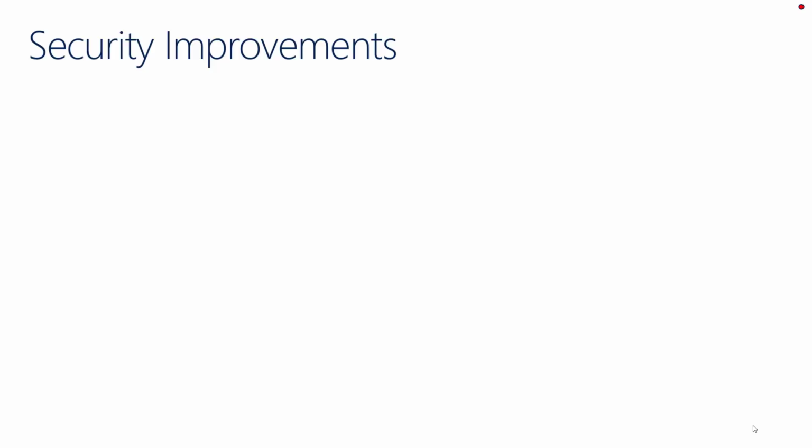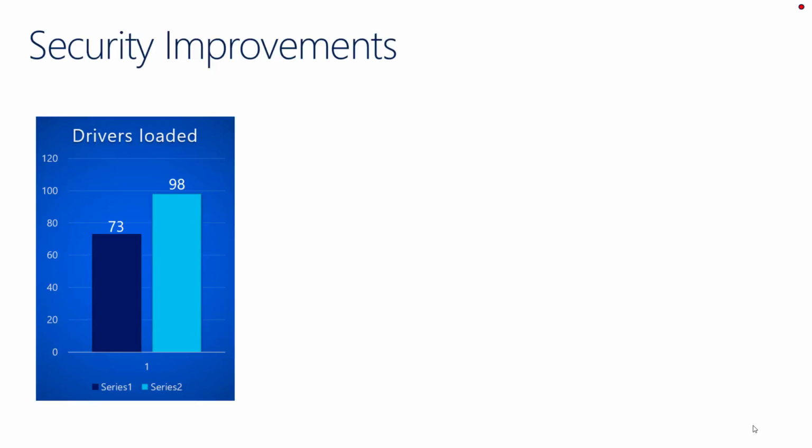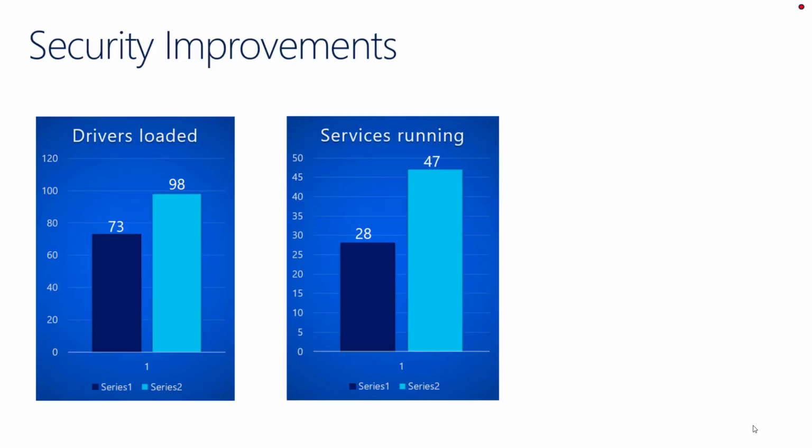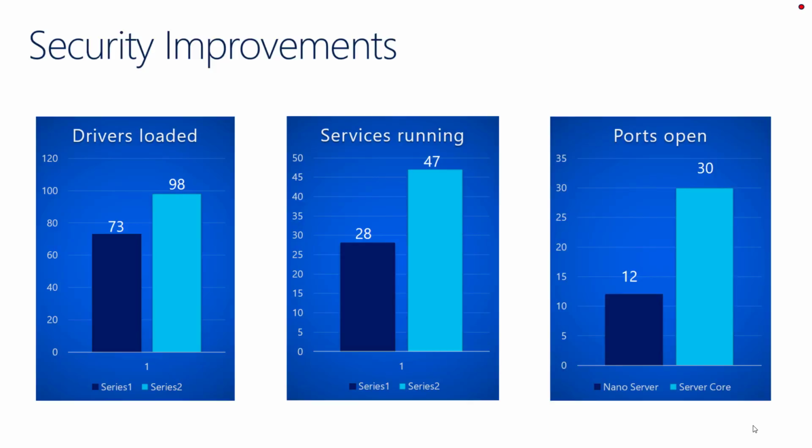So if we take a look at security improvements, the important thing to notice here is that when we look at the light blue column versus the dark blue column, the light blue column is Windows Server Core. So this isn't full-blown Windows Server with a GUI, which would obviously be much higher. So the drivers loaded, the services running, as well as the number of ports open, drop quite dramatically here, as you can see. So from a security perspective, you start thinking, hang on, there's less running, which means there's less to patch, and less ports open means there's less that we actually have to monitor and protect as well.